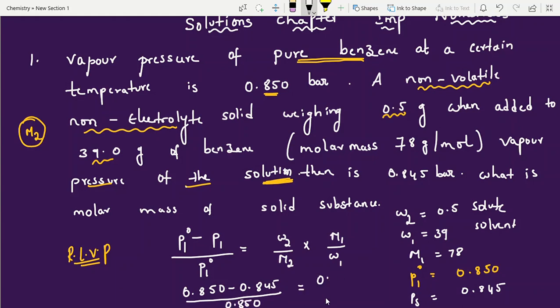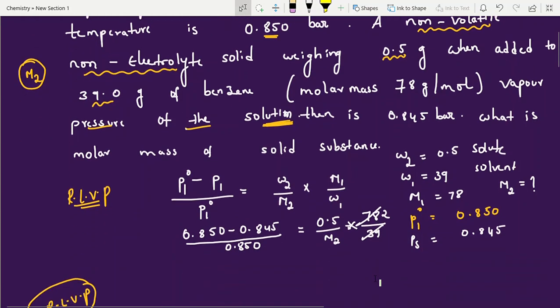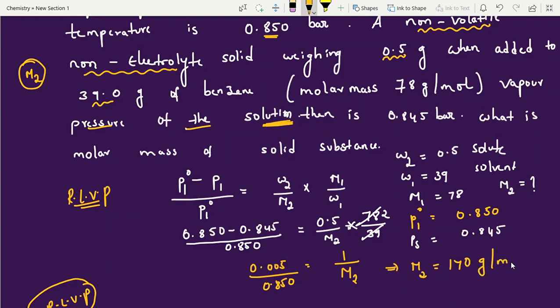Students, what is M2? We have to calculate, right? What is M1? 78. 78 by W1, how much? 39. That's it. Cancellation terms you can cancel. After that, remaining terms you can simplify and you'll get the answer. Now look into this: 0.5 into 2, this is 1 by M2. What about this? This is 0.005 by 0.850. So finally if you simplify, you will get the answer. What is the answer, students? 170 gram per mole.